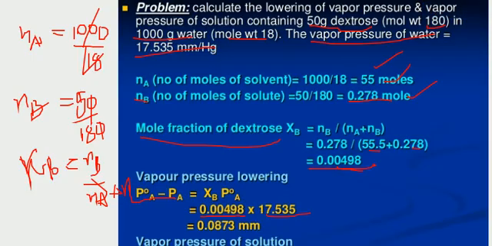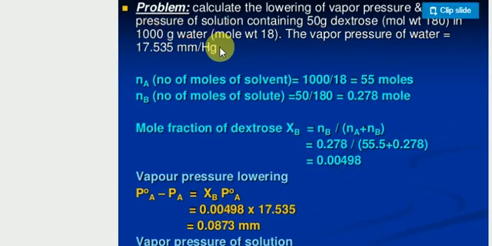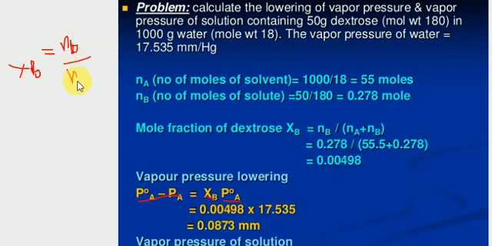From this you can calculate. Once again, they are asking how much the vapor pressure changes. This value you have to calculate, and this value is already given. How does the XB value come? XB is nothing but the mole fraction of B, which is Nb by Na plus Nb. Calculate, and you will get the idea. Okay, thank you, students.